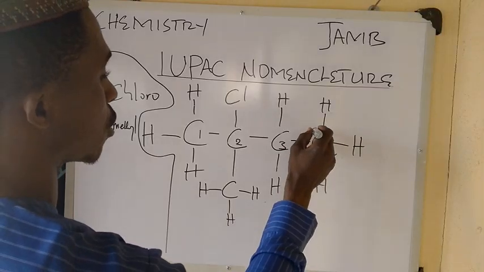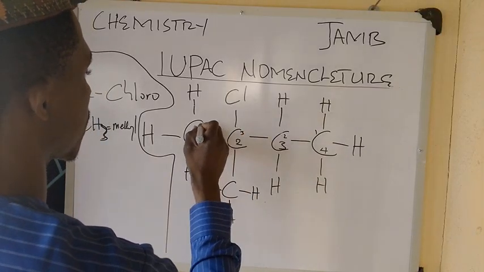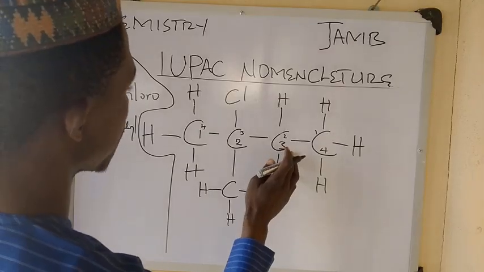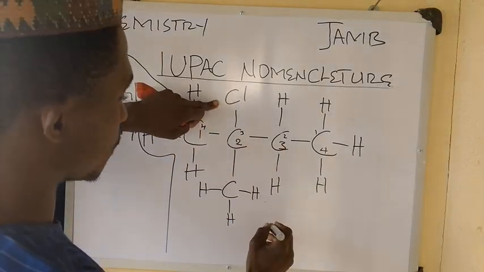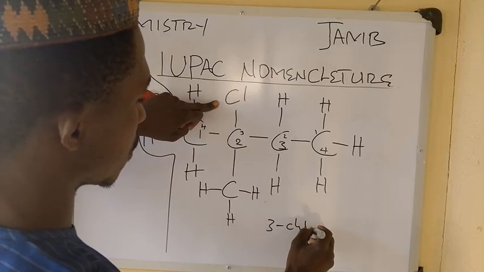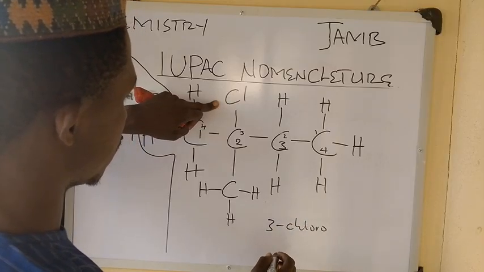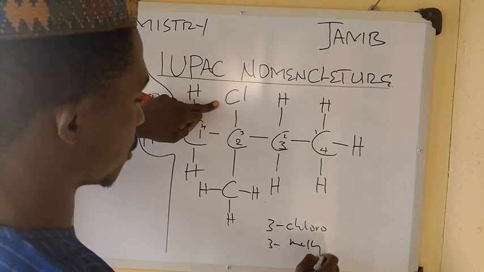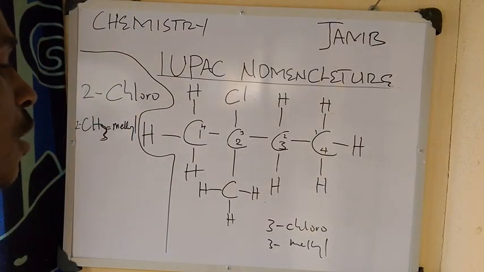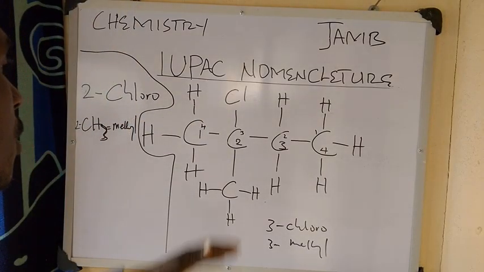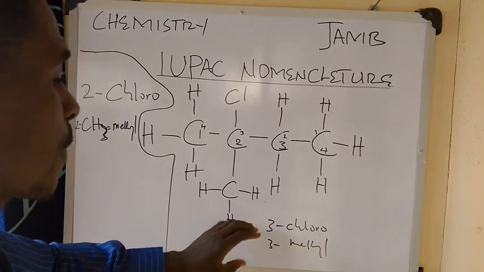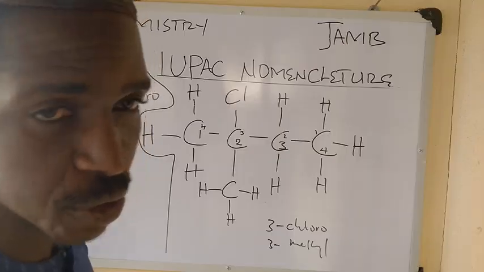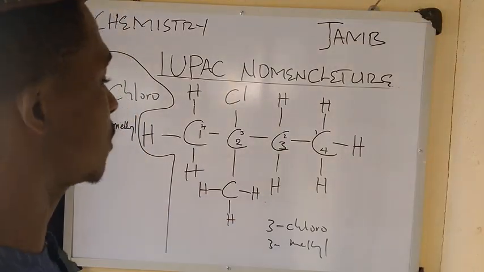Now, if you number from right to left, let's assume we number from here. You have 1, 2, 3, and 4. If you number from here, you have 3 chloro, 3 methyl. So if you call it 3 chloro, 3 methyl butane, it is wrong. You did not follow the IUPAC rules and regulations. So if you name it like this, it's wrong.